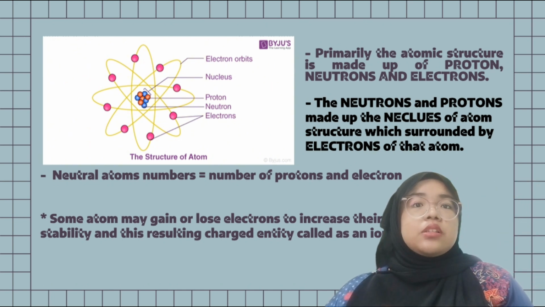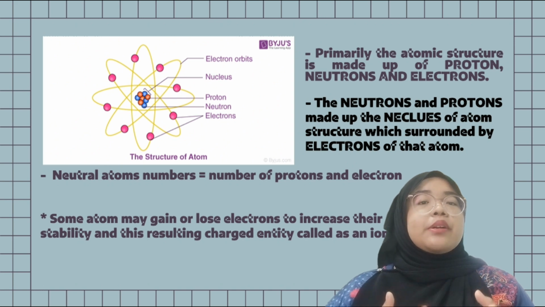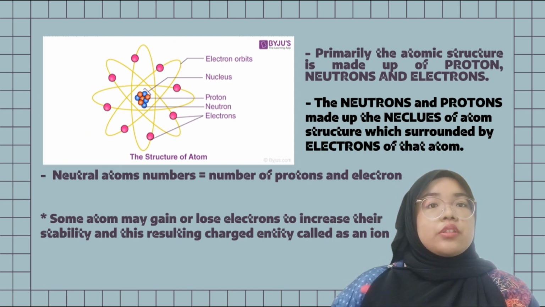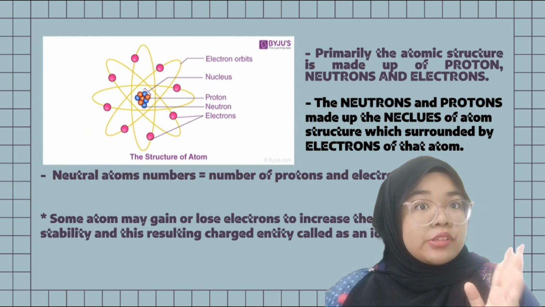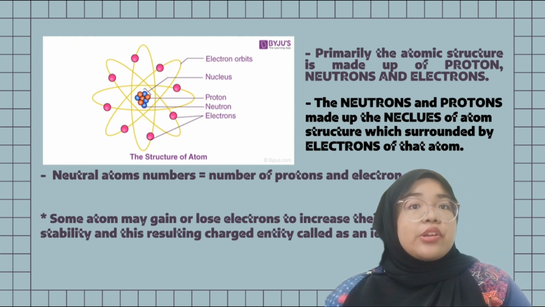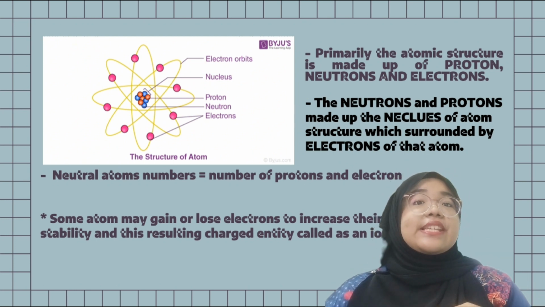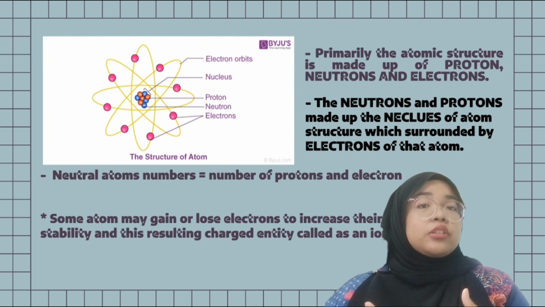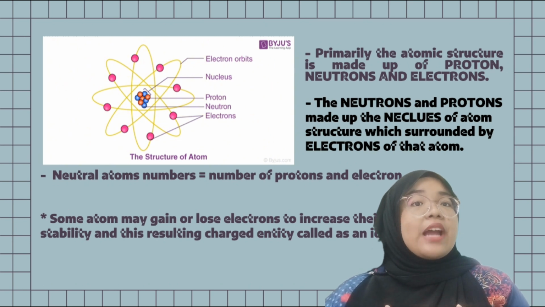So for a neutral atom, the number of protons is equal to the number of electrons. There is some info I want to tell you. Some atoms may gain or lose electrons to increase their stability, and this resulting charged entity is called an ion.